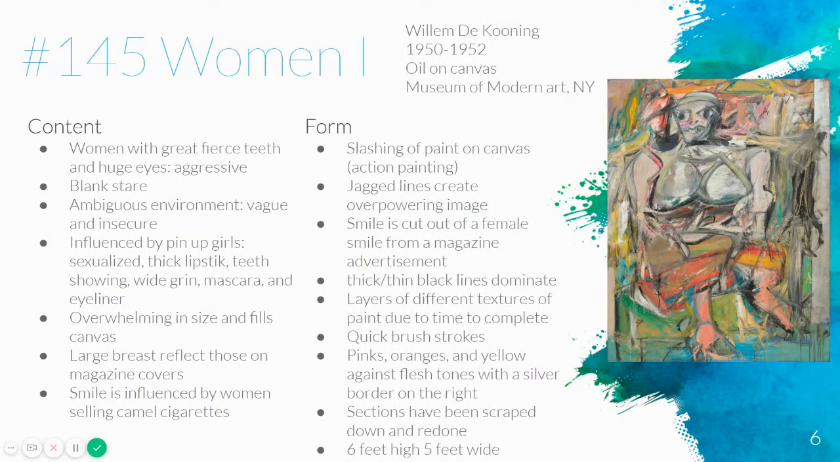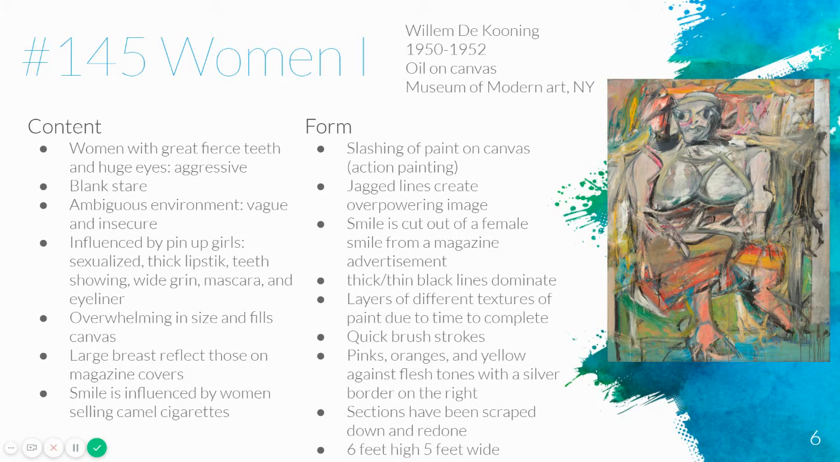All right, but now we get to the artwork that AP Art History has for us in this subject matter, and it's image number 145. It's titled Women One, and it's by artist William de Kooning. This was from 1950 to 1952. It is an oil on canvas, and it's currently located at the Museum of Modern Art in New York.